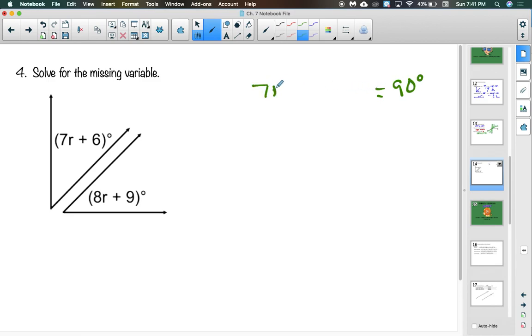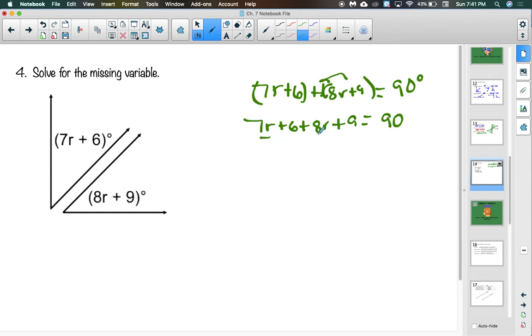So 7r plus 6 plus 8r plus 9. Okay, remember we can drop the first set of parentheses because there's nothing in front of it. For the second set of parentheses, we're going to distribute the 1 before we can drop them. 1 times 8r is a positive 8r. 1 times 9 is positive 9. So if we're doing this correctly, we're going to think back to chapter 6 and how we had to do it then. So like terms, 7r plus 8r is 15r. 6 is a constant, 9 is a constant, so they are like terms. Add them up and you get a 15 there as well. And they equal 90 degrees.